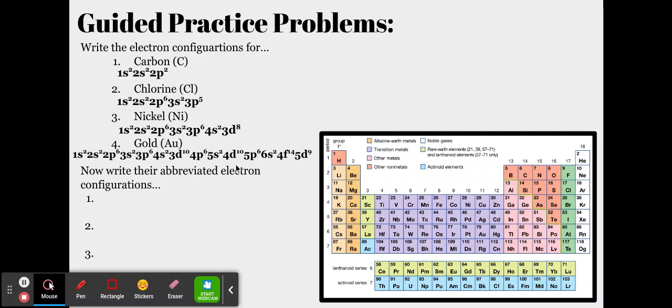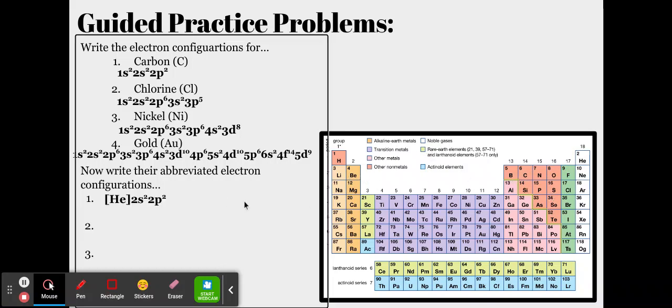Now writing the abbreviated electron configuration is a lot quicker. So for the first one is carbon. So you find carbon and you look at the noble gas that's before that. So that'd be helium. And then you just account for the electrons after that to get to carbon. So it would be helium, 2s2, 2p2. Now for the second one, chlorine, the noble gas before that is neon. And then you'll add 3s2, 3p5.